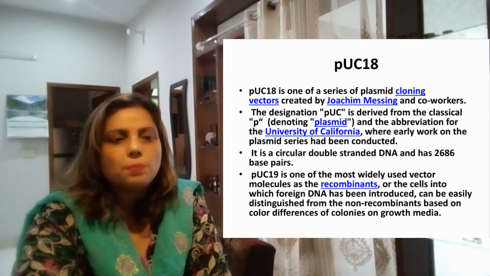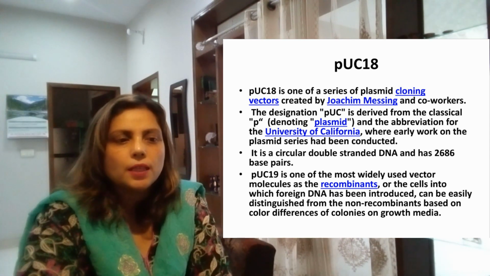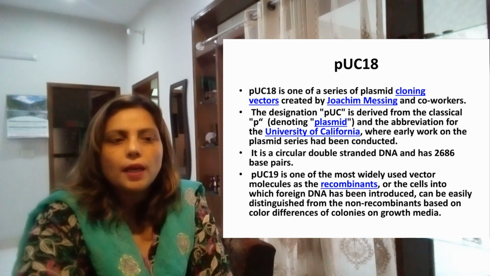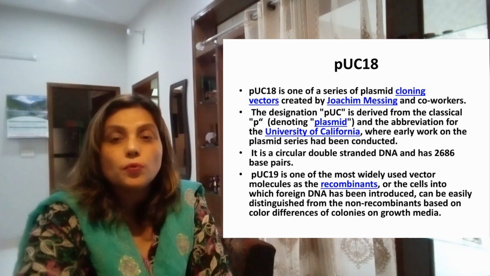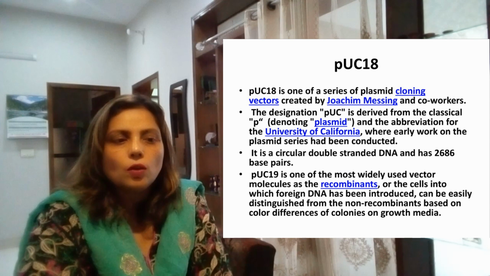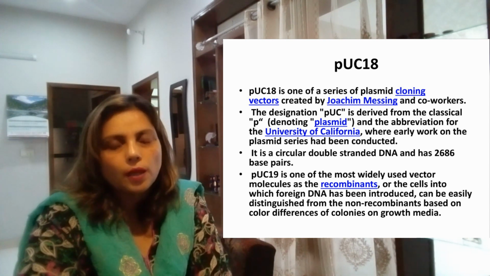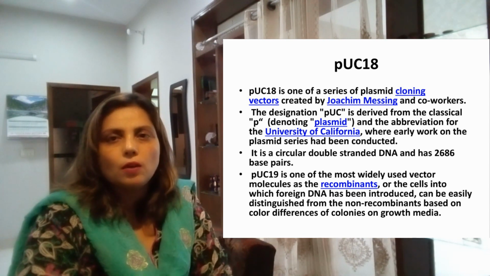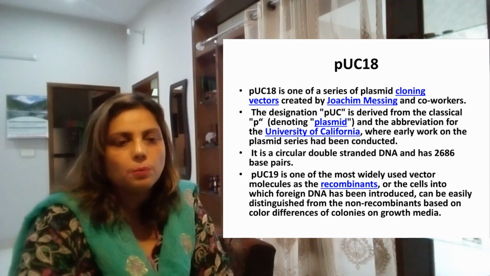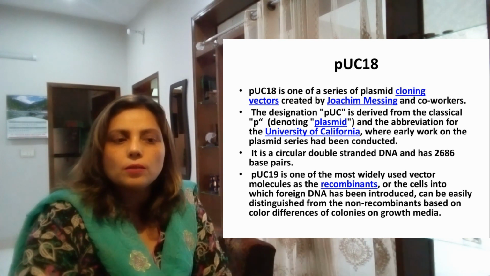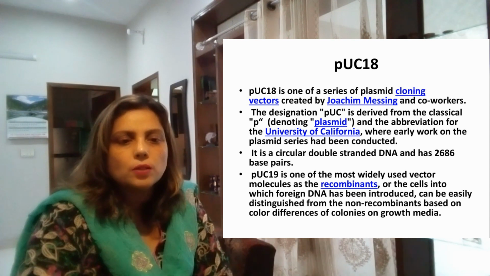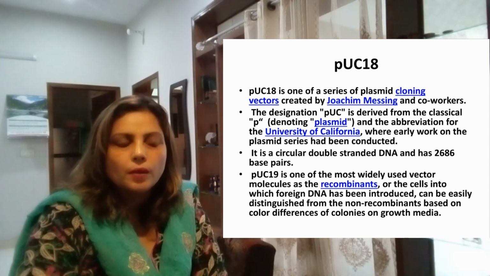They gave the name pUC, which is derived from the classical p denoting the plasmid and the abbreviation for the University of California, UC, where early work on the plasmid series had been conducted. So that plasmid was isolated in the laboratory of the University of California. That's why we give it the name pUC19. It is a circular, double-stranded plasmid DNA, and it has 2686 base pairs.